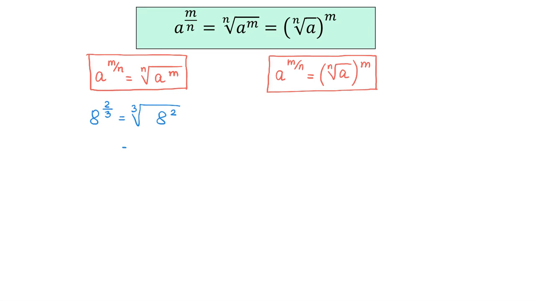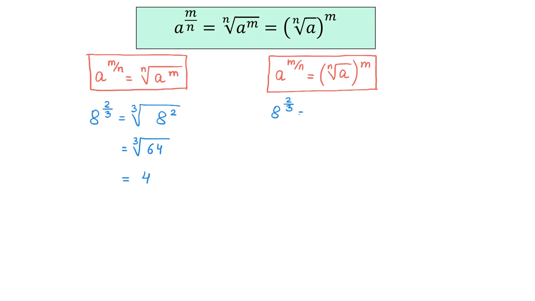Now 8 to the power of 2 is 64, so now we have cube root of 64. And now what number do we raise to the power of 3 and we get 64? That will be 4. So the cube root of 64 equals 4. Now let's evaluate the same expression using the rule to the right.